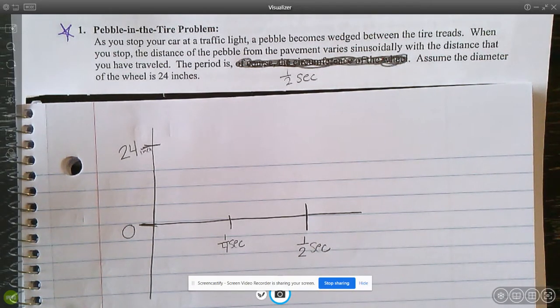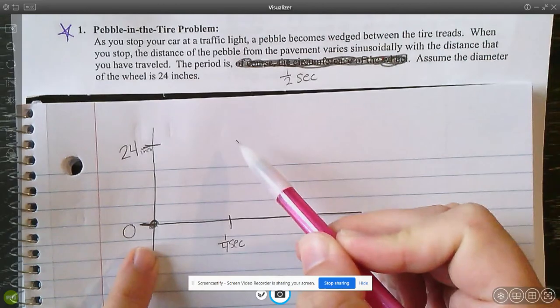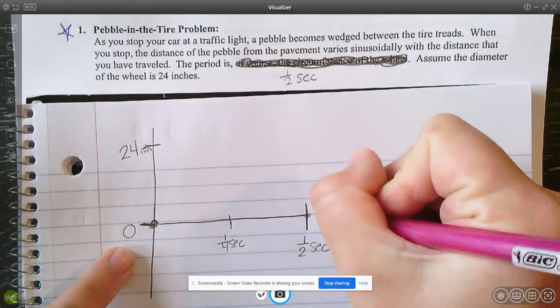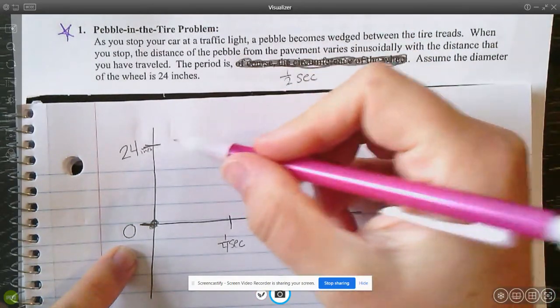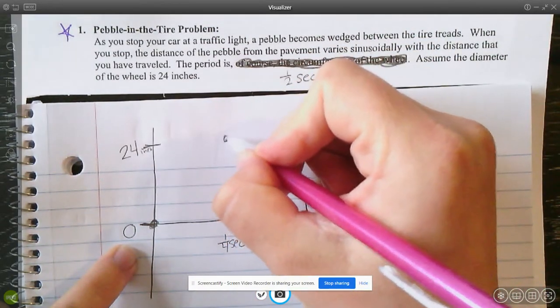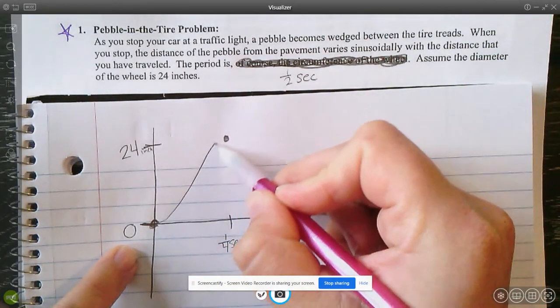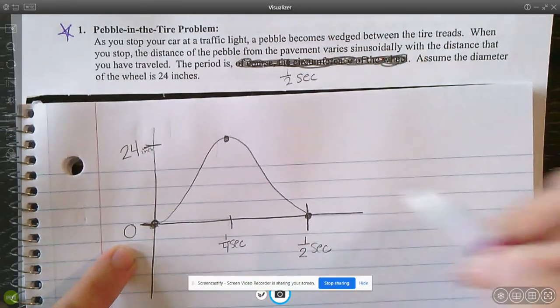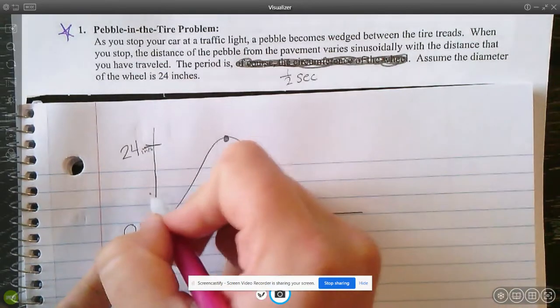Okay, so now, if you're starting here, and then you are going to end here, and you know that it's going to go up to 24, so that's going to be halfway. And if you connect them, you're right here. And then it would keep going. Okay, so there's a sketch of our curve.